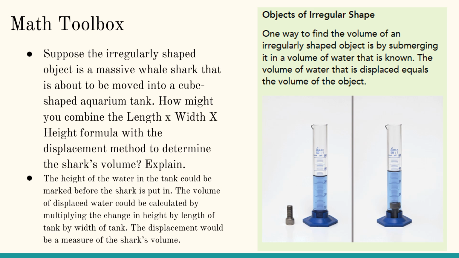Explain. The height of the water in the tank could be marked before the shark is put in. The volume of displaced water could be calculated by multiplying the change in height by length of tank by width of tank. The displacement would be a measure of the shark's volume.